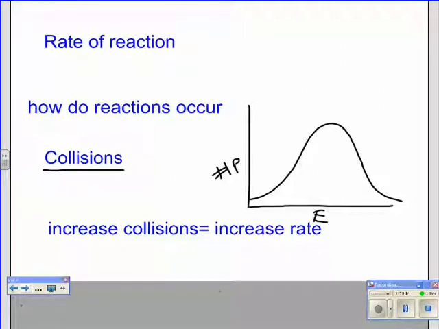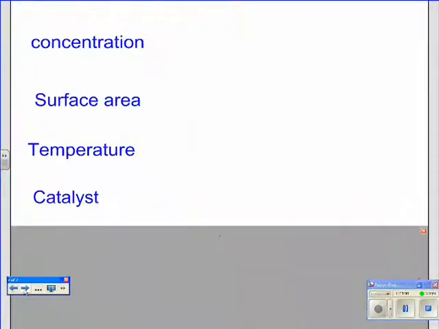Now, in order to react, let's say they need this amount of energy. So only these particles in this region of the curve have enough energy to react. If we want a reaction to go faster, we need to increase the number of particles in that area. If we want to make it go slower, we need to decrease the number of particles in that energy. How can we influence that?